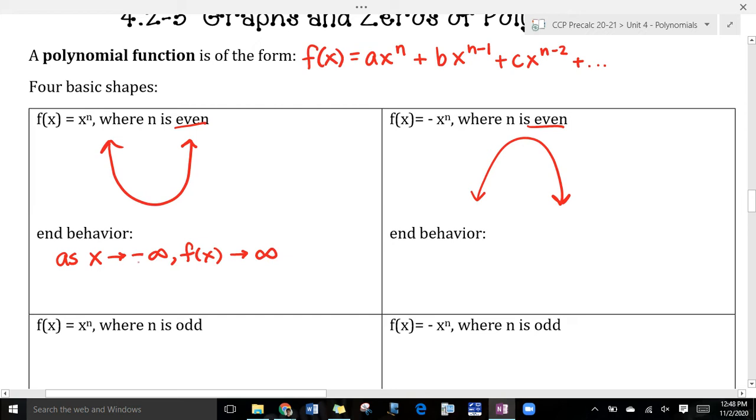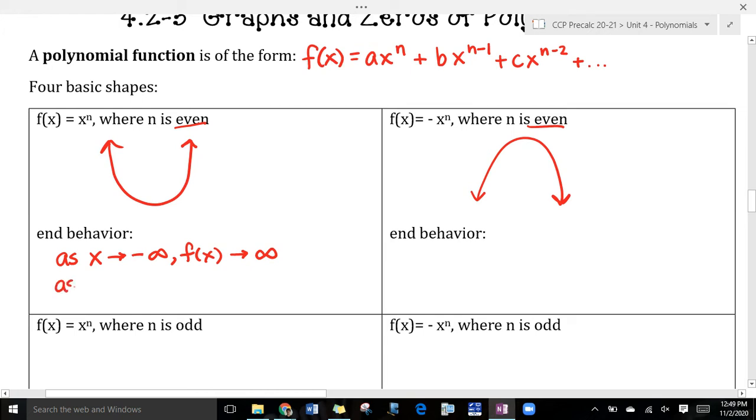As x approaches negative infinity, well, negative infinity for x would be the left side of a graph. It's that left side of the number line. So this is really talking about the left side of my graph. What is the y value doing on that left side? It's going up. And as y is going up, it's going to infinity. Okay, so that takes care of the left side.